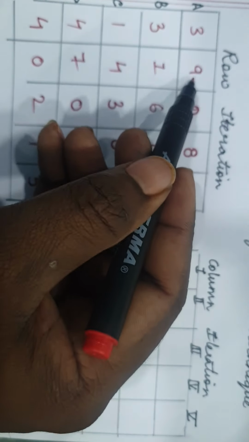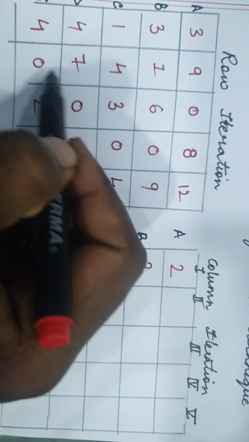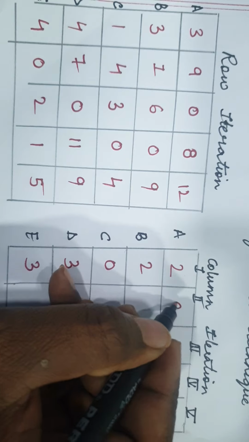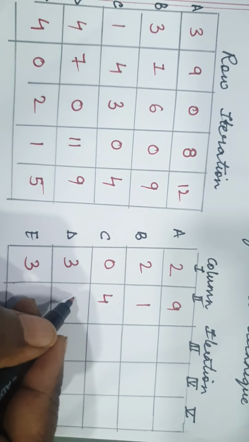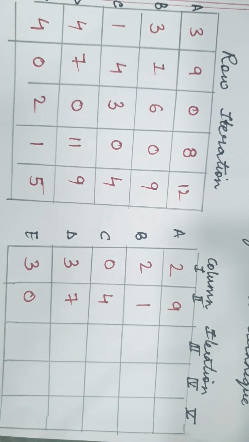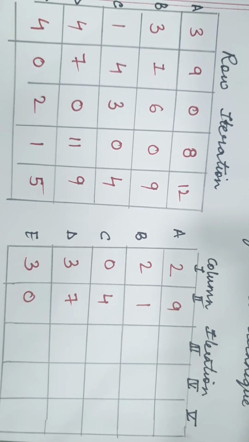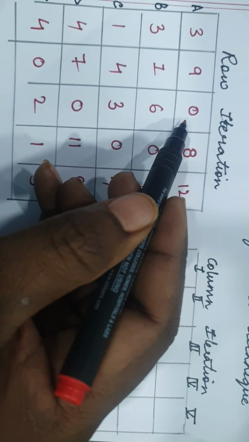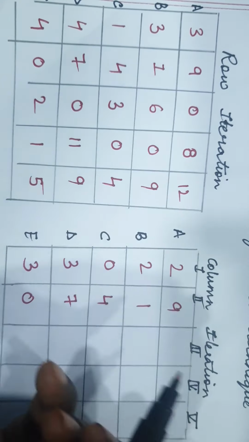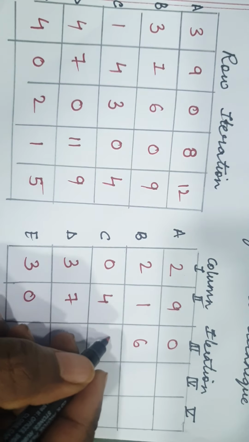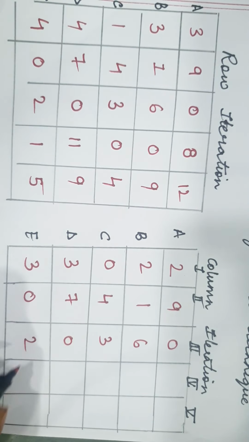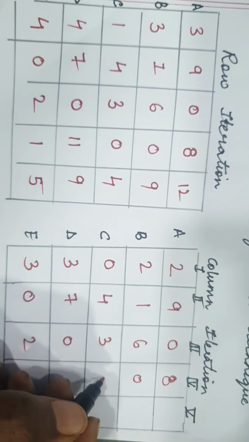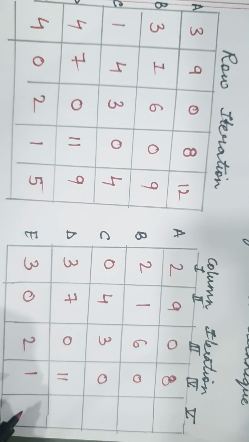Now, next one, 9, 1, 4, 7, 0. Here you got the 0. So 9 minus 0 is the same, 1 minus 0, 4 minus 0. So here you can write the same, 9, 1, 4, 7 and here you can write 0. Next, third column: here 0 is there, so write as it is, 0, 6, 3, 0 and this one is 2. Next one, here 8, 0, 0, 11 and this one is 1.